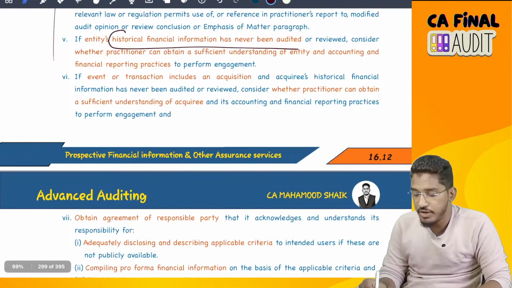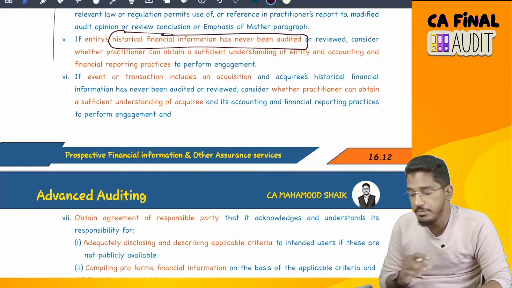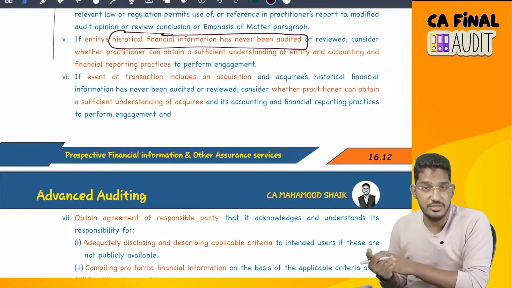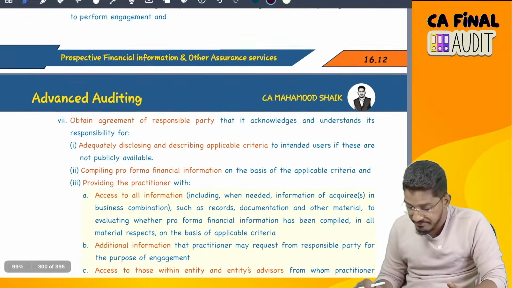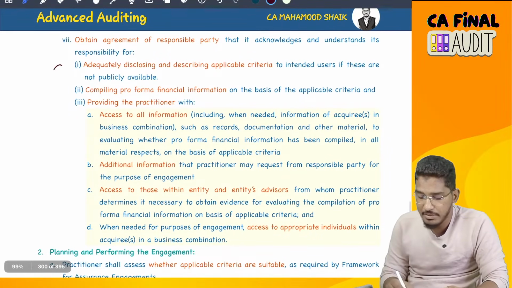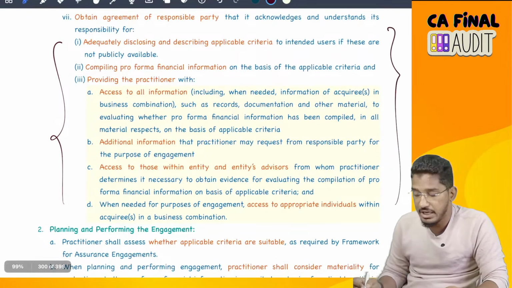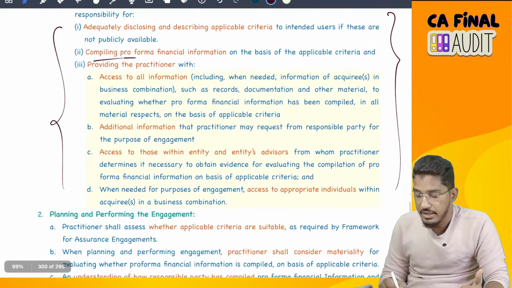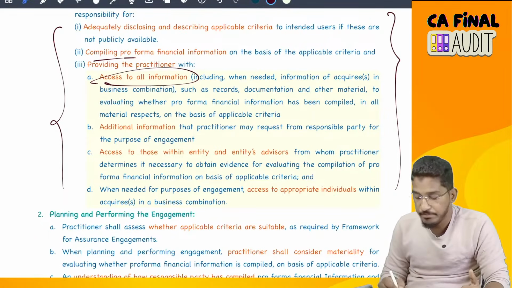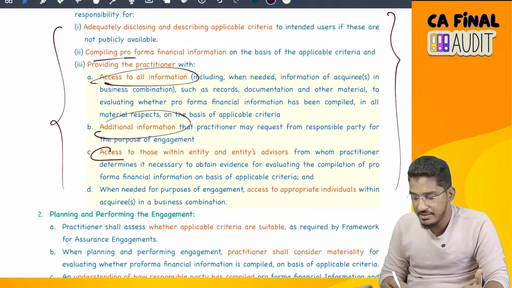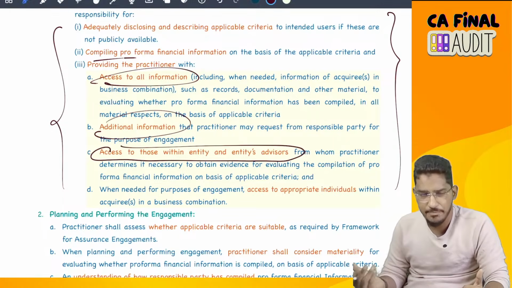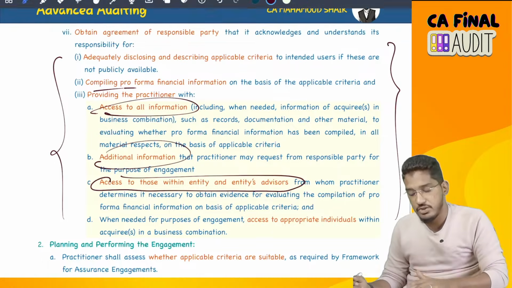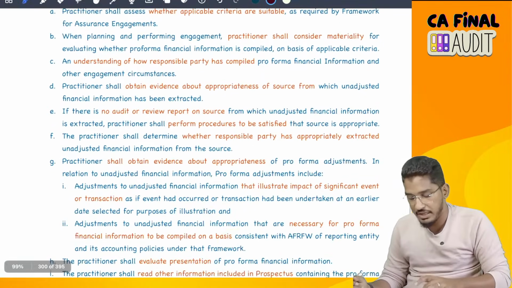If you come to know that the unadjusted information has never been audited, then you need to perform some extra procedures to obtain an understanding of that unadjusted information's accounting policies also. Then you need to obtain the responsible party's agreement. In audit we get the agreement regarding management responsibilities: that they are responsible for preparing the information, they are responsible for internal controls, they are required to provide access to all the information to the practitioner, they should provide additional information, and they should also provide access to the people within the organization. Like the written confirmations in the audit, the same written confirmation regarding management's responsibility we should get even in the case of these pro forma compilations.